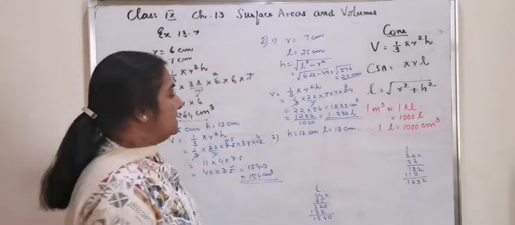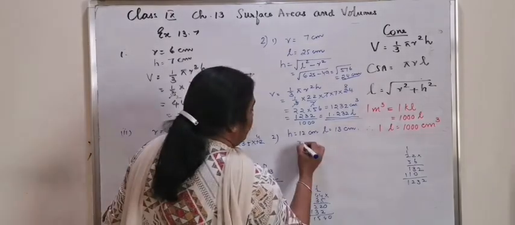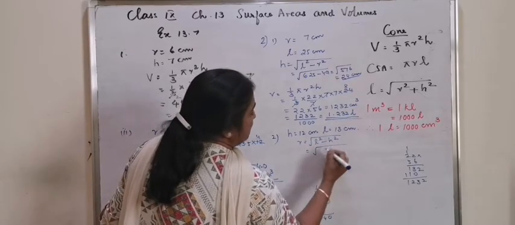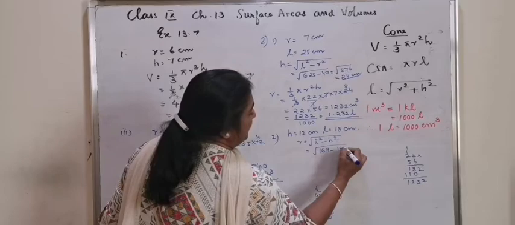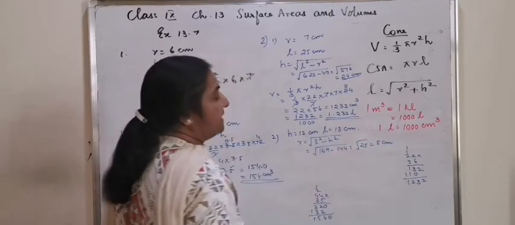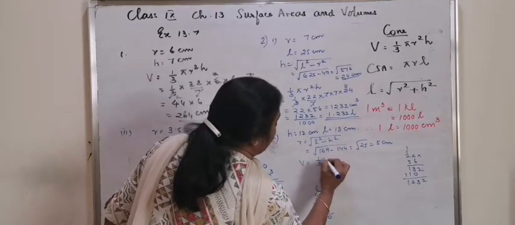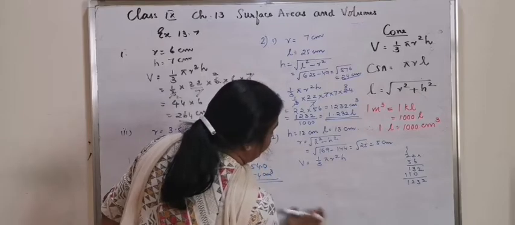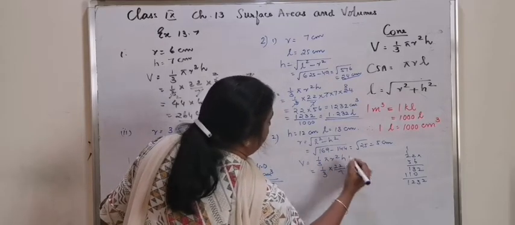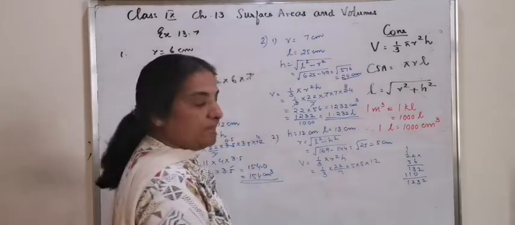Similarly, another question based on that, you have to find out the radius. Radius equal to square root of L square minus H square. Square root of 169 minus 144. Square root 25, which is equal to 5 centimeter. Volume is equal to 1 by 3 pi r square h. 1 by 3 into 22 by 7. Radius is 5 into 5 into height is 12.